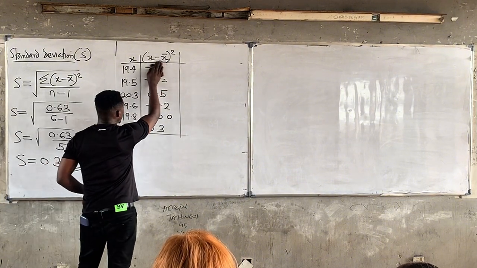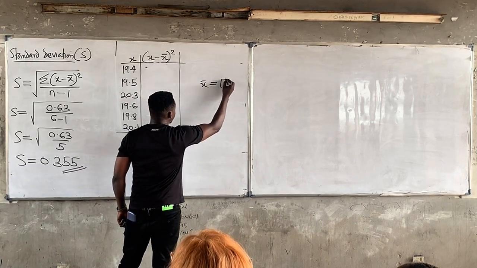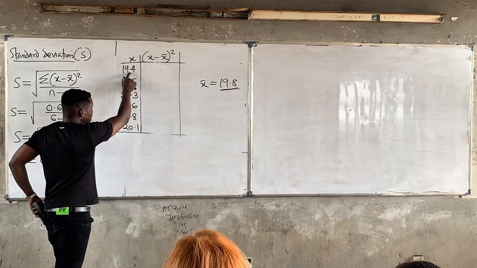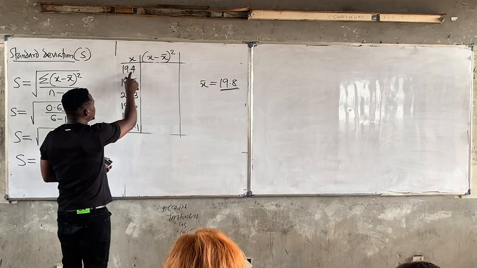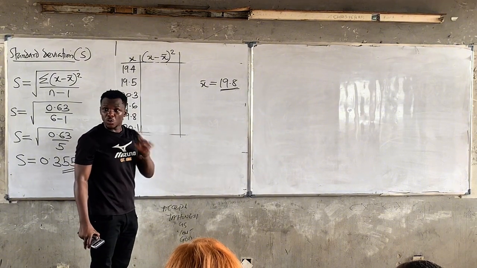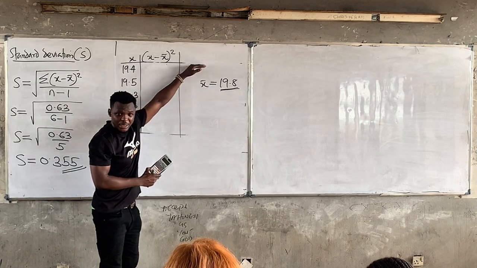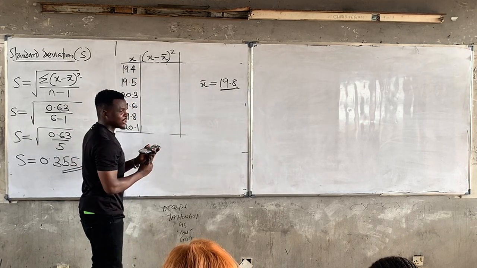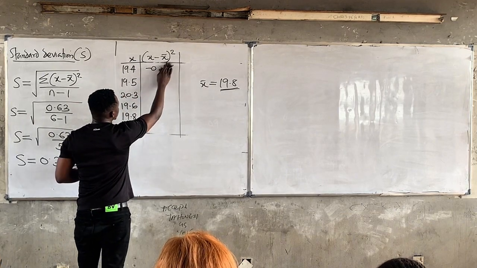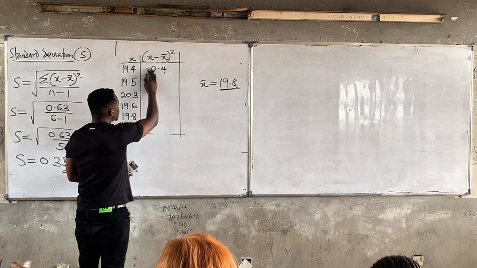This is what I will look at. Remember, our mean was equal to 19.8. So what is x for this one? x is 19.4, right? So I'll say 19.4 minus 19.8, that's minus 0.4. Square it at once. In the first case, you have to first write it down and then do the square. But instead, I simply say this gives us minus 0.4, and you square it at once. This will now give us 0.16.